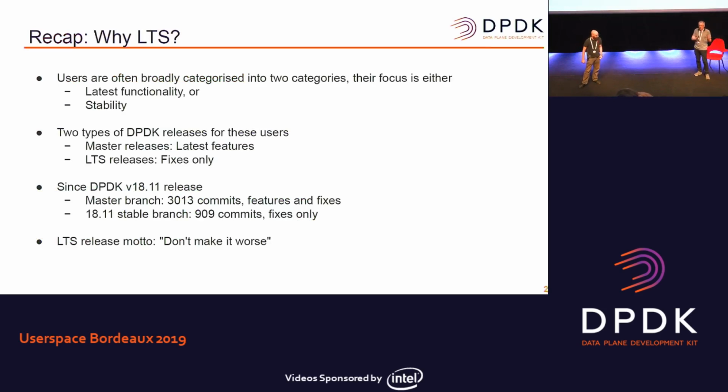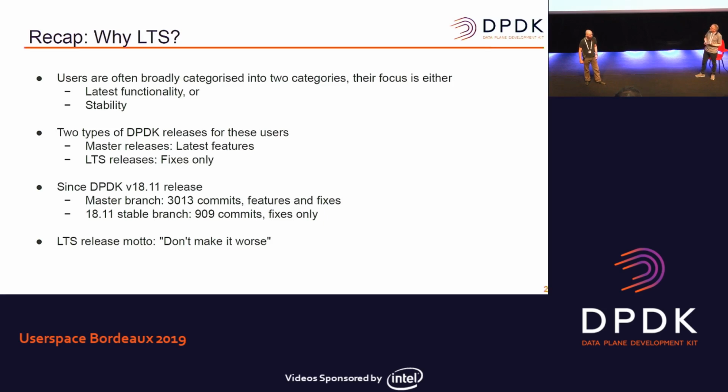So it's easy to start talking about an LTS and forget why we have it. Users can be broadly categorized as users who want the latest functionality and maybe a little bit of risk is okay, and users who want stability. So they don't want anything new, but what they really need is stability, so no regressions. DPDK provides two types of releases to cater for these people. We've got the master releases, which have the latest features. They also have fixes, of course. And we've got the LTS releases, which have fixes only.